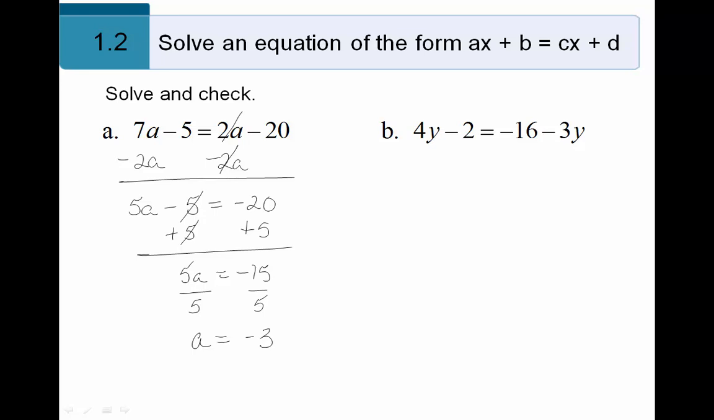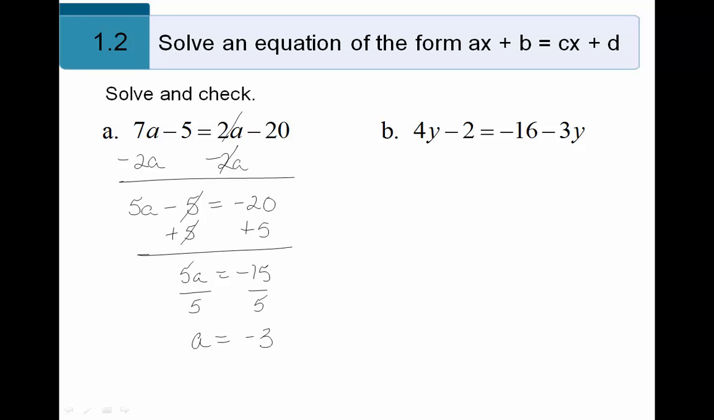Equation B works very much the same way. Step 1, once again, get rid of grouping symbols and combine like terms. Neither side of the equation contains a grouping symbol, nor does either side contain like terms. Let's move on to steps 2 and 3.